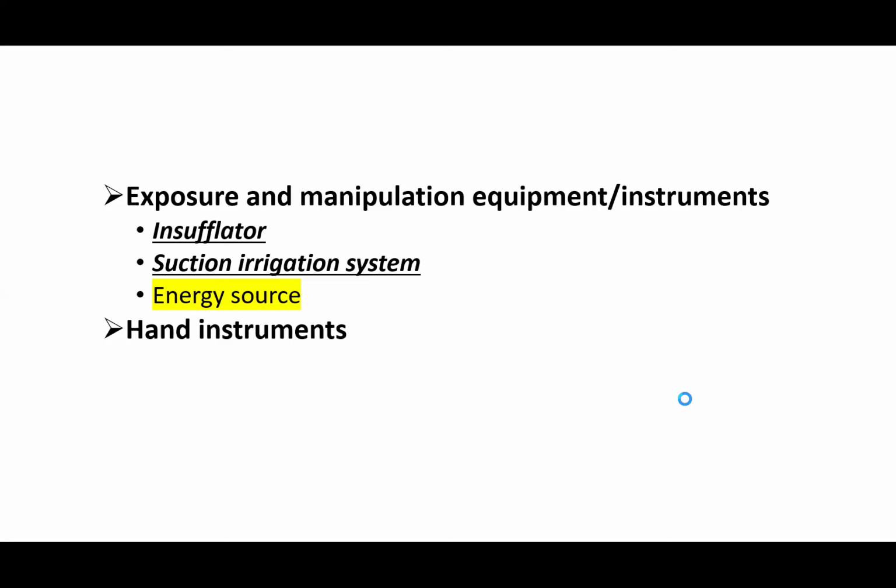While the suction irrigation system is a system that introduces fluid to irrigate contamination and suck out collections to make the operating field clear, because this is a very important aspect, because without clarity of the operating field, the operation will be impossible or completely difficult.